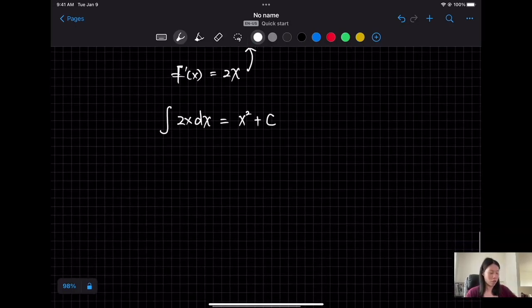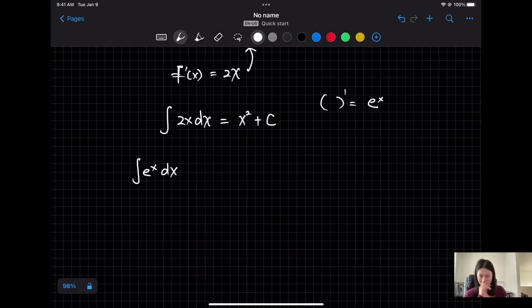Okay, so now try this. Find the antiderivative of e to the x. Well, let's think about what function has a derivative equal to e to the x. It's going to be itself, right? So this is equal to e to the x plus c, because there might be a constant.